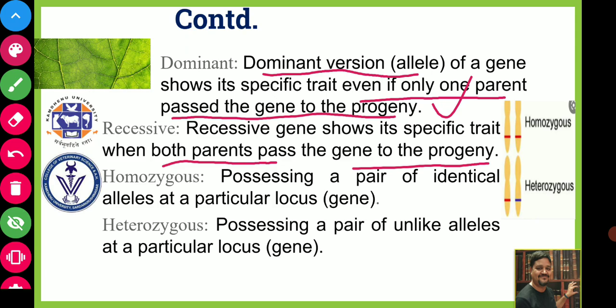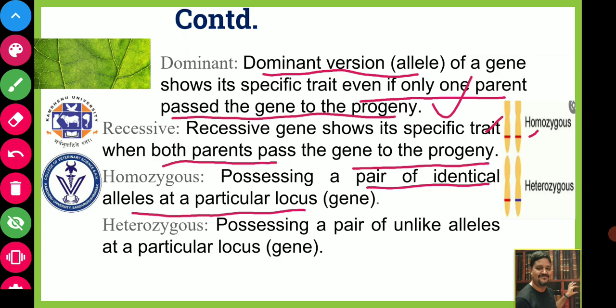Another related two terms are homozygous and heterozygous. So what is homozygous? A homozygous individual possesses a pair of identical alleles at a particular locus. Here in this picture you can see both the red, representing a gene or allele, on both the homologous chromosomes. Homologous chromosomes are one chromosome from mother and another chromosome from father. Both these chromosomes possess similar or identical alleles. So that is called homozygous.